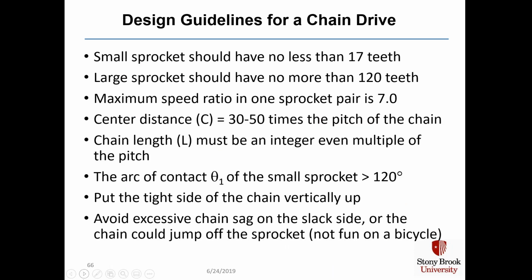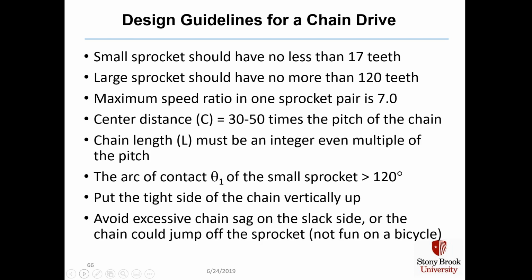Here's some design guidelines for a chain drive. The small sprocket should have no less than 17 teeth, and the large sprocket no more than 120 teeth. Your maximum speed ratio for a sprocket pair is 7, and the center distance should be 30 to 50 times the pitch of the chain. The chain length has to be an integer even multiple of the pitch.